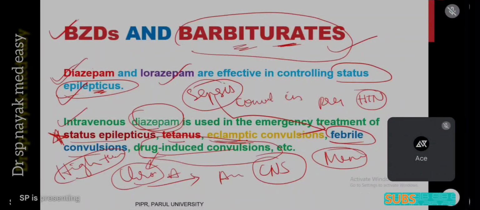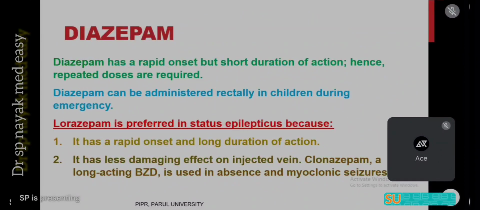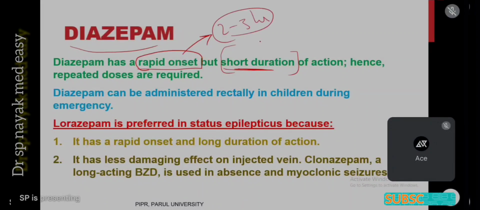That's why they are used not only in epilepsy but in tetanus, eclampsia, febrile convulsions, drug induced convulsions; in all these conditions they are commonly suggested. A few other important points about diazepam. Diazepam has rapid onset of action, and it has short duration of action. This is important. Action is rapid, but the duration of action is just 2 to 3 hours. So whenever a patient develops seizures or convulsions, one injection can be given immediately. Hence repeated doses are required, especially for diazepam.